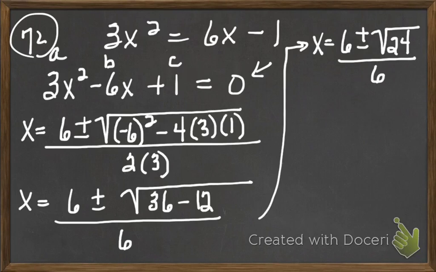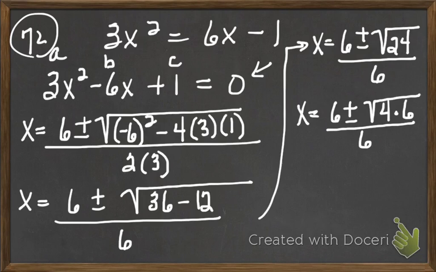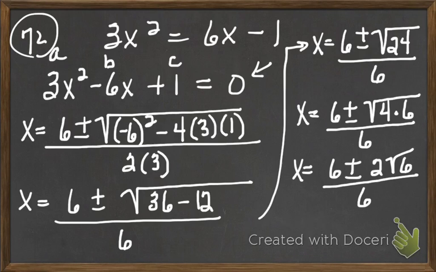Okay? Once you get one number under your square root, you have to ask yourself, is that number a perfect square? Is 24 a perfect square? No. Can it be simplified under the square root? Yes. What can we factor out of 24 that is a perfect square? 4. So we're going to break 24 down into 4 times 6. We're almost finished. That's going to simplify to be 6 plus or minus what? 2 square root of 6 over 6.